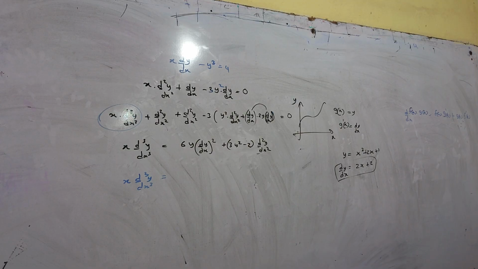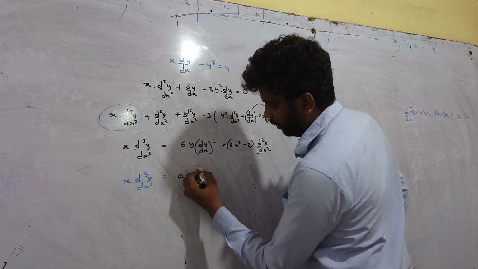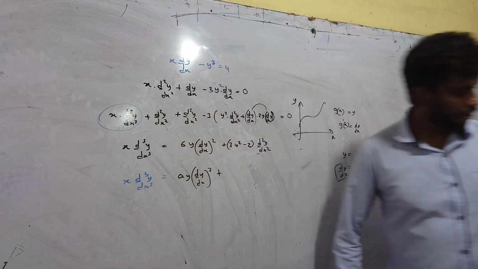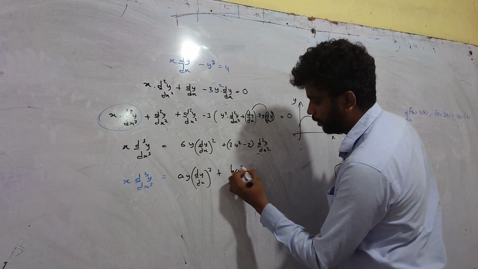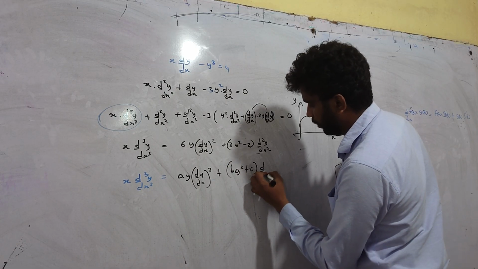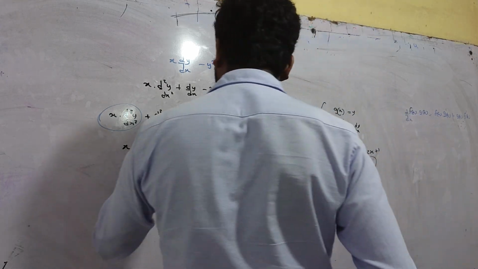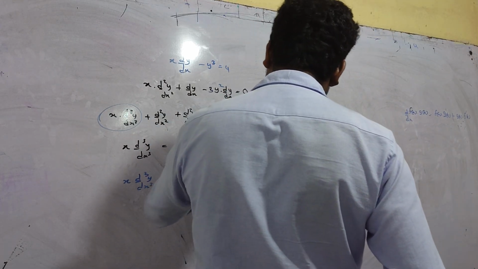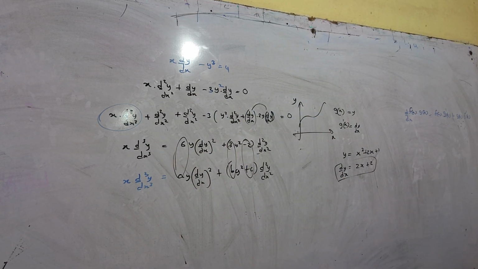What's the formula? A dy by dx squared plus b y squared plus c d squared y by dx squared. So A equals 6 and B equals 3, C equals minus 2. I think the ABC values are to be well weighted, right?